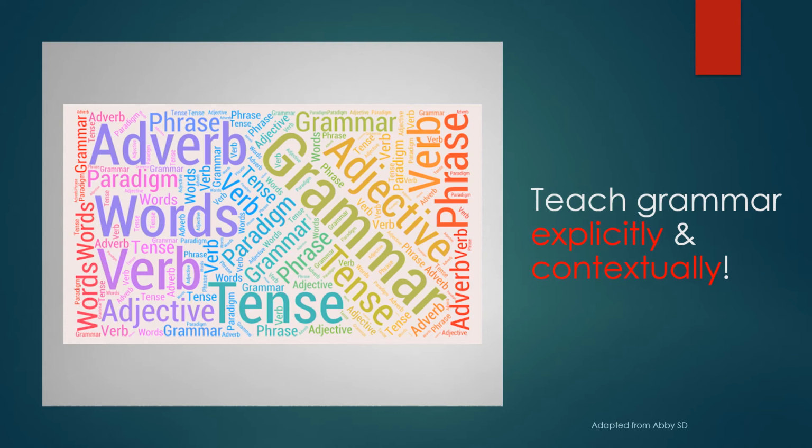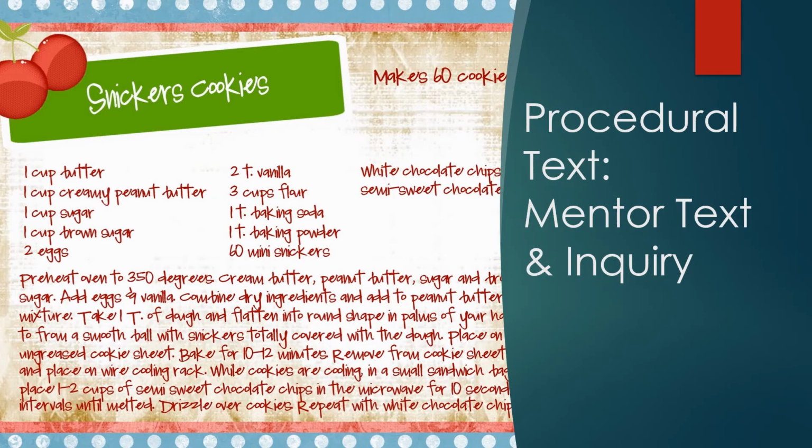Let's consider which genres are we looking at? Are we looking at narrative today, or argument, or report text? Are we looking at response journals? And let us consider the grammatical features that occur in all of those genres and teach them as we're teaching those genres. Let's take a look at this example of a procedural text, a recipe.